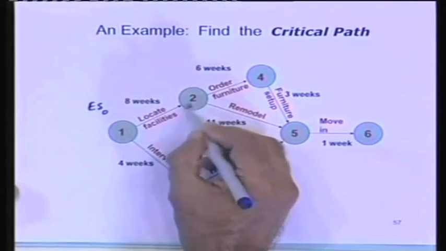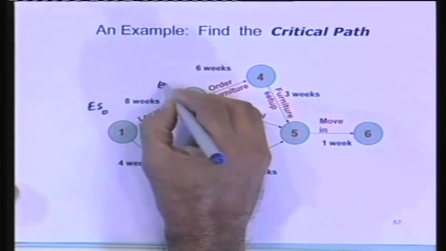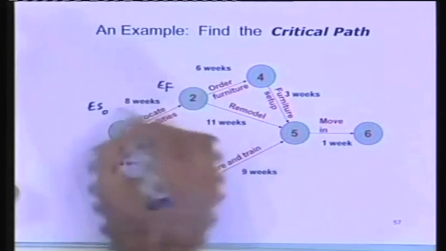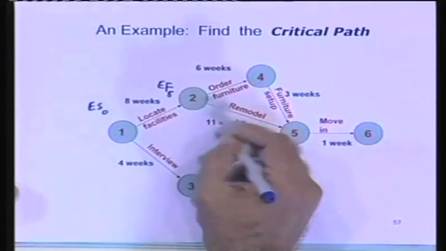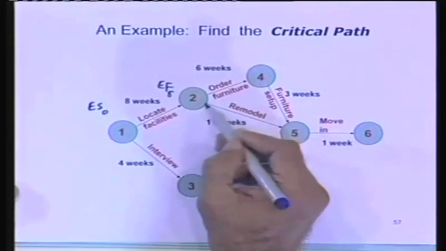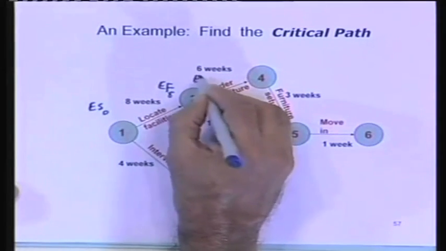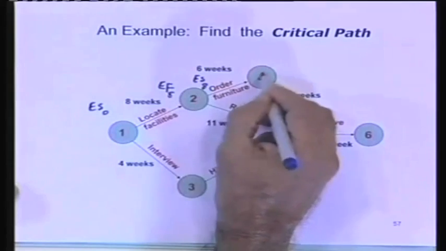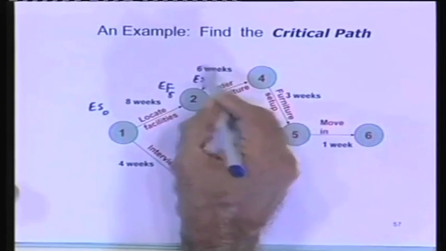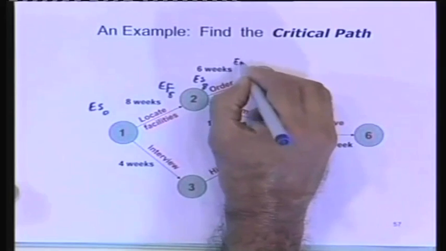Earliest finish is going to be earliest start plus 8. So earliest finish for this task is going to be 8. What is the earliest start time for this one? Earliest start, it's going to be 8. So earliest start here is 8. Then I look at this one, earliest finish for this, I only have to complete this task. 8 plus 6, 14, earliest finish is 14.